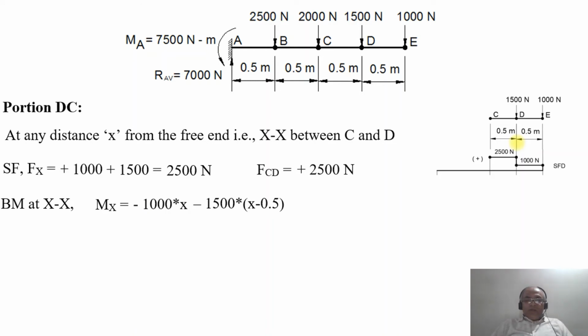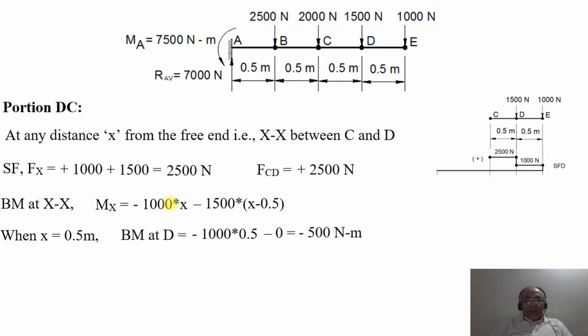Now we will put the value of x. When the value of x is equal to 0.5, what will be the bending moment? The bending moment at the point D, which is MD, substituting the value of x as 0.5: minus 1000 into 0.5, minus 1500 into 0.5 minus 0.5 becomes 0. So that will be equal to minus 500 Newton meter.